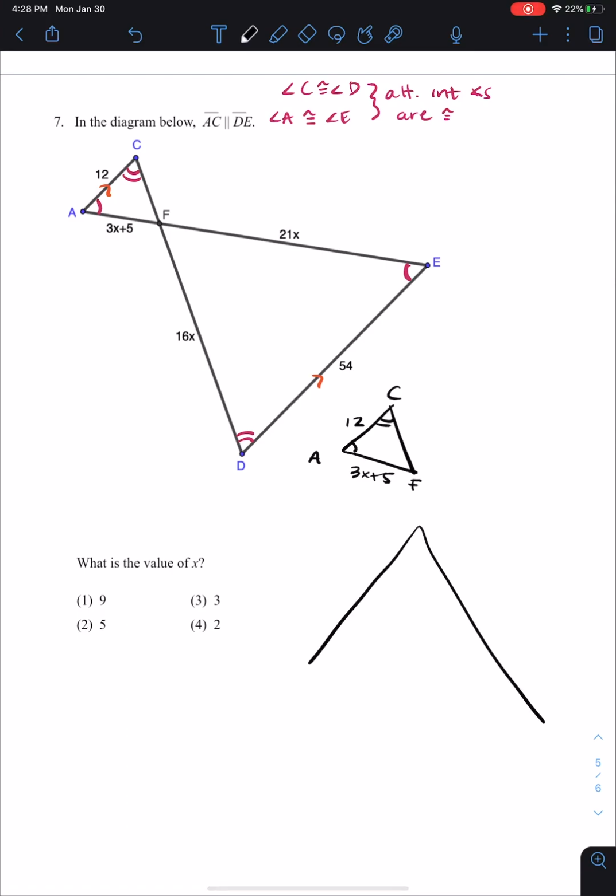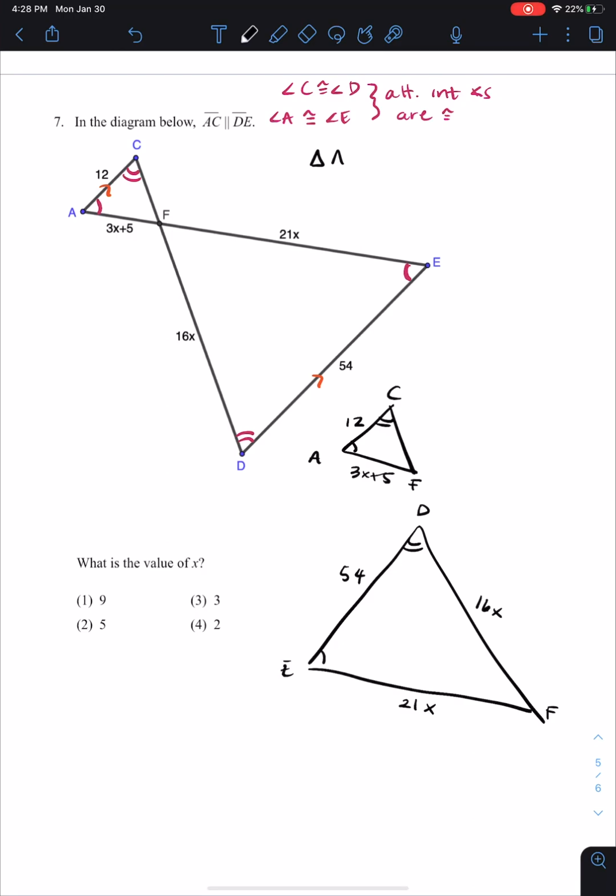And if I draw my bigger triangle, again, it's not perfect, but the angle that has one tick mark is actually going to be angle E, angle D, and angle F if I draw them in corresponding order. So GE is going to be 54, EF is going to be 21x, and GF is going to be 16. So if I want to solve for x, I need to create a ratio based on these similar triangles.